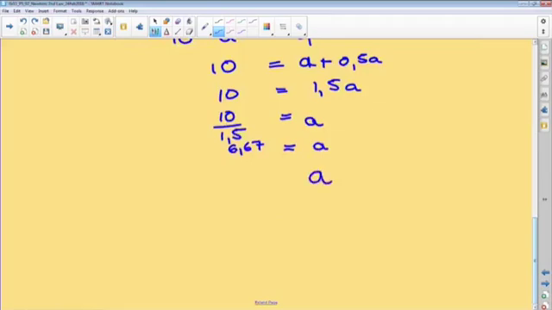But remember, in science, unless there is a unit, our value is meaningless. So our acceleration is 6.67 meters per second per second.